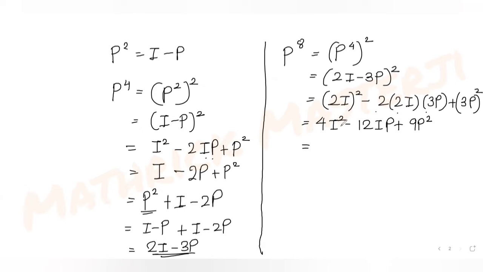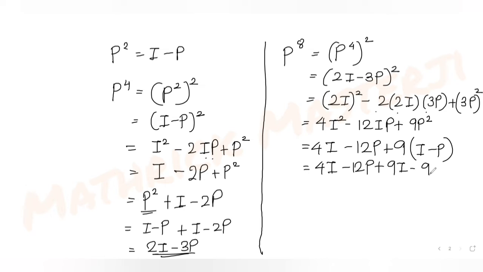If I further evaluate this, I squared is nothing but I, I into P is P, and for 9P squared I know it's already I minus P. So from here I get 4I minus 12P plus 9I minus 9P. Further evaluating, I get 13I, and minus 12 minus 9 is minus 21. So I get P raised to 8 is 13I minus 21P.